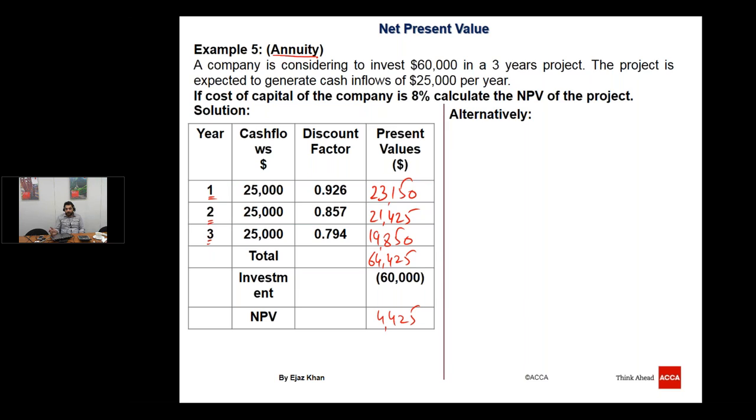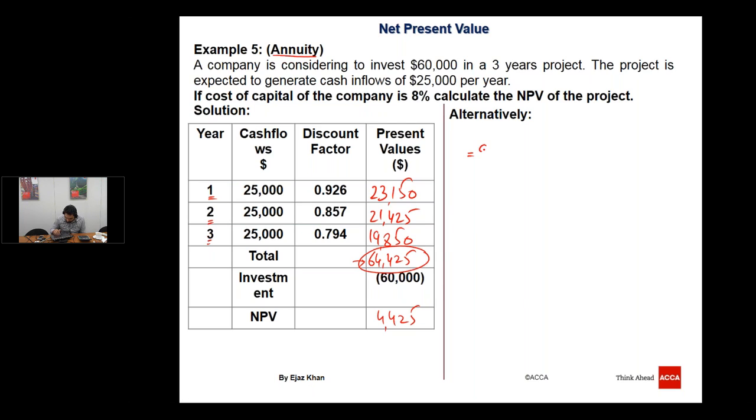So this is an annuity project, and what's good about this type of project is that we can use a simple approach to calculate the present value. And that simple approach is, say, we need to find out this value, right? Because 4425 is very simple. Once we have this present value of cash flows, all we have to do is subtract the initial investment to get the net present value. So we need to find out 64425. So let's see how we have calculated this 64425 in this case.